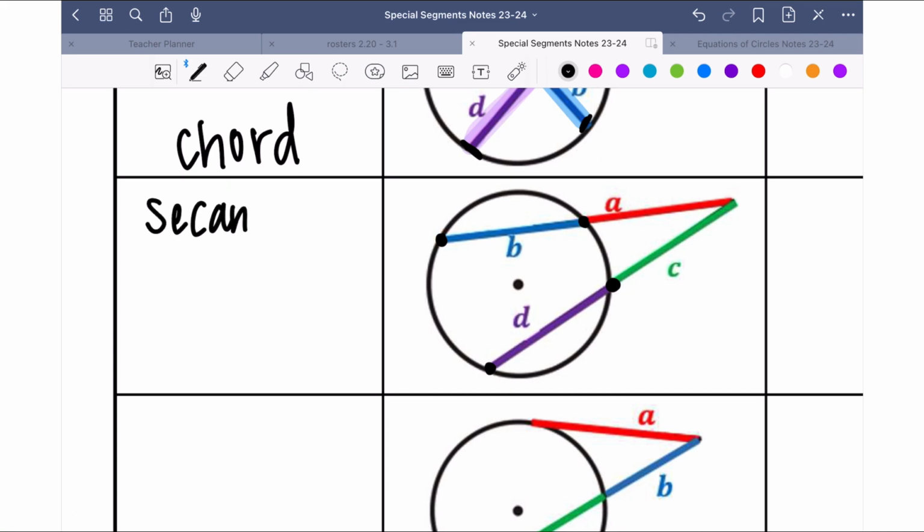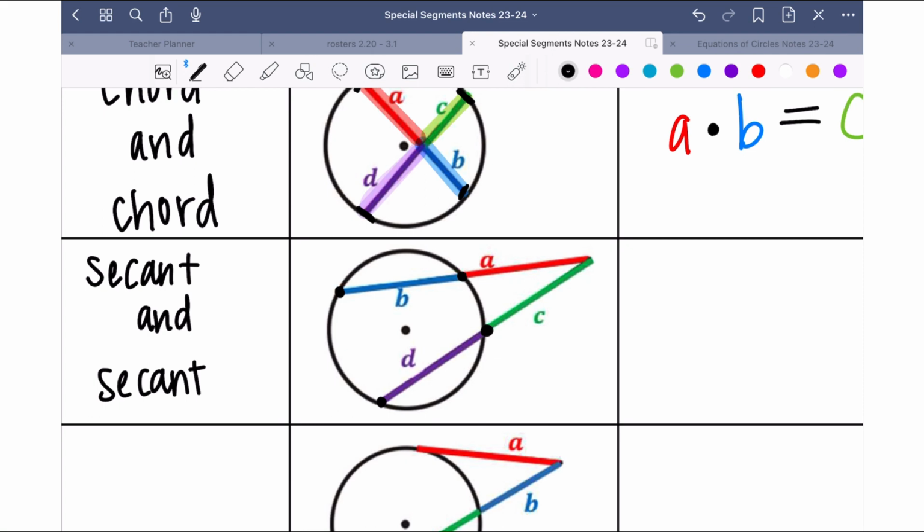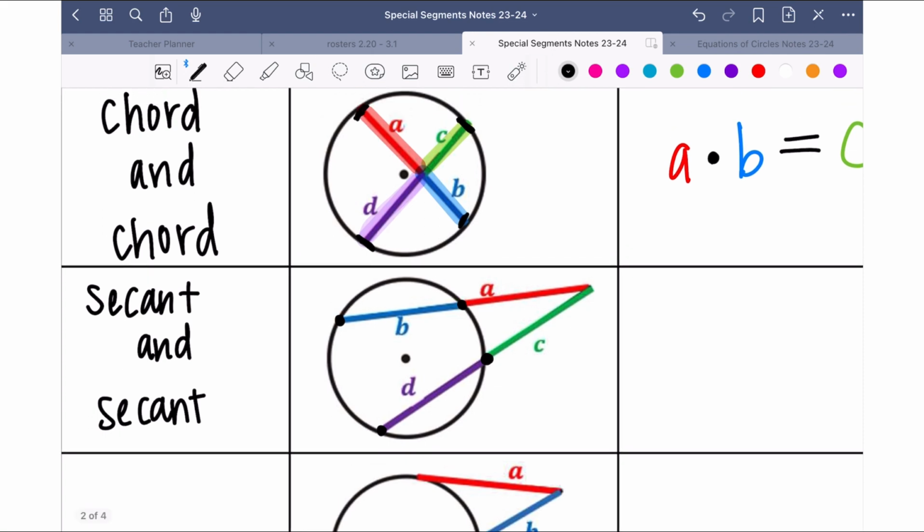Secant and another secant segment. All right. So for these, again, just like the chords, they're split into two parts. One part is inside the circle, one part is outside. And same for here, one part is inside, one part is outside. But for this formula, we're going to focus more on the outside parts and then the whole part together. So the formula is a little different.